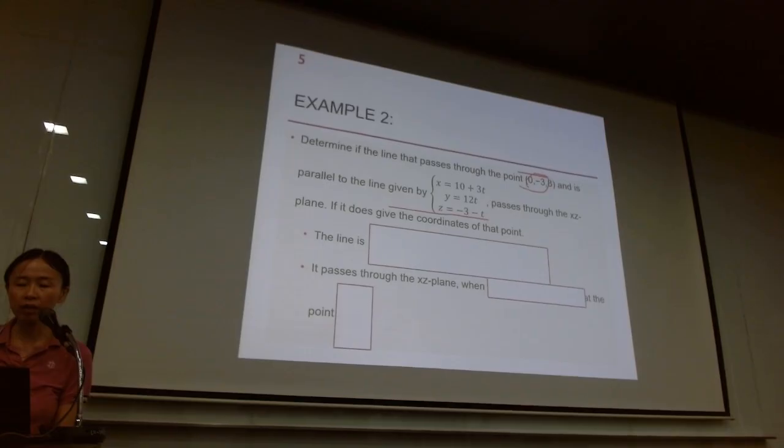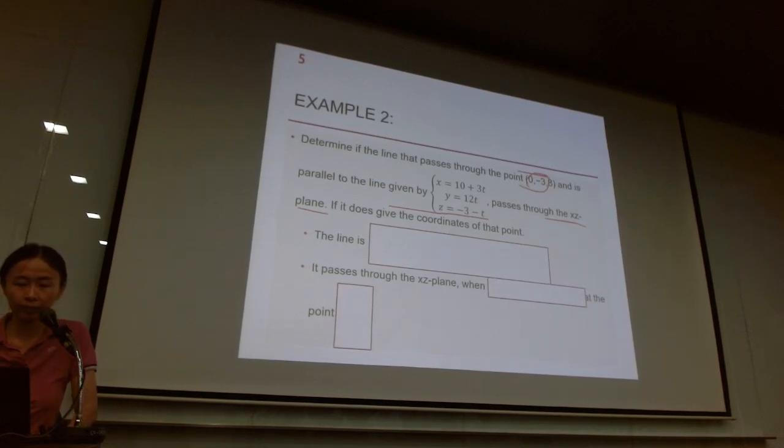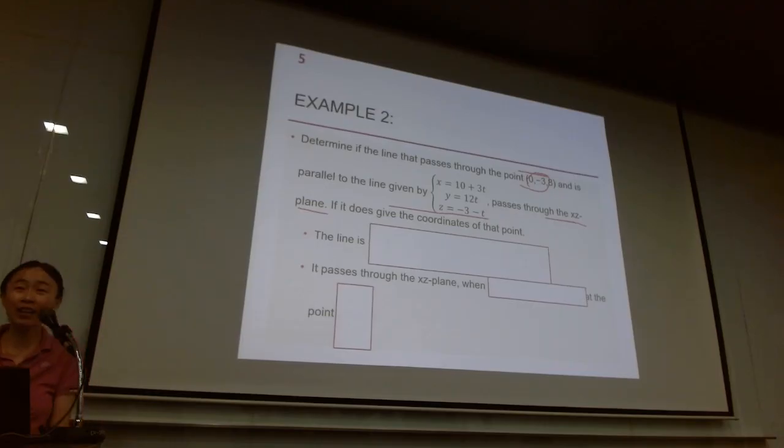So they will say this one passes through the XZ plane. What is the XZ plane? Y equals 0. The XZ plane means X and Z are free, then Y equals 0. So be careful: the XY plane means X and Y are free, Z is 0.